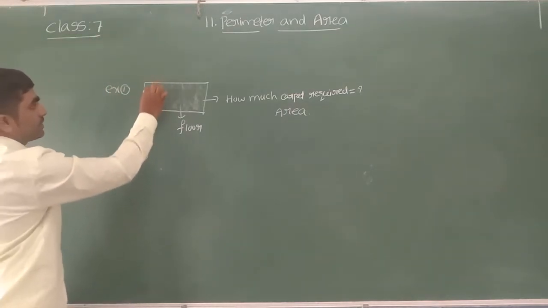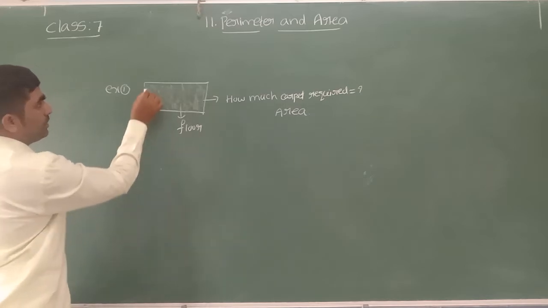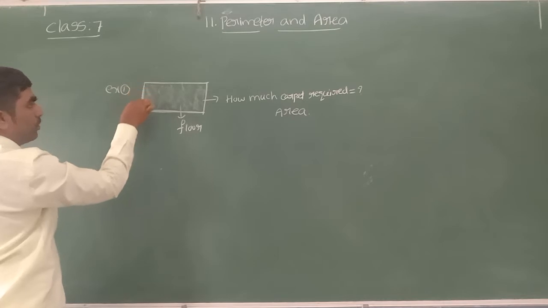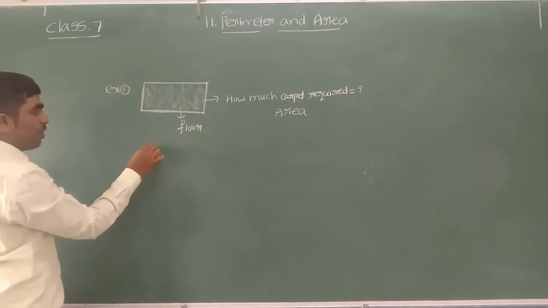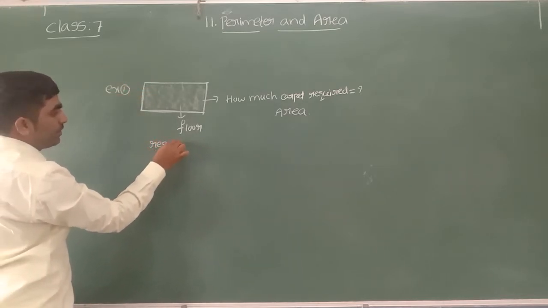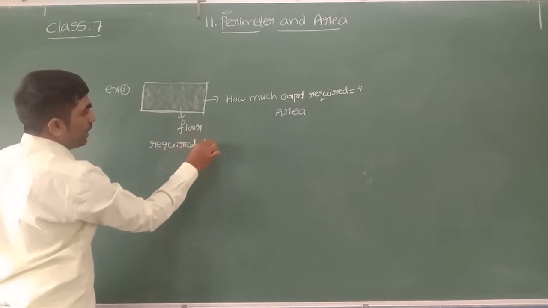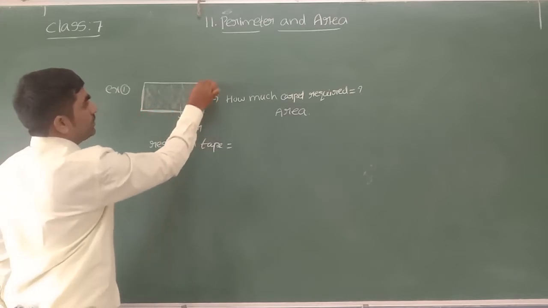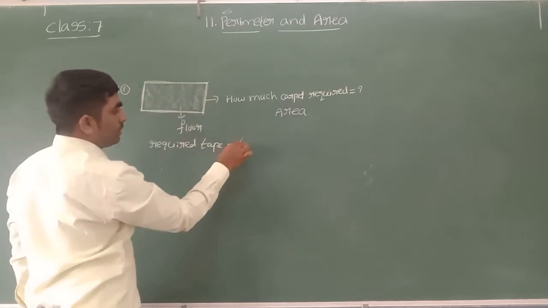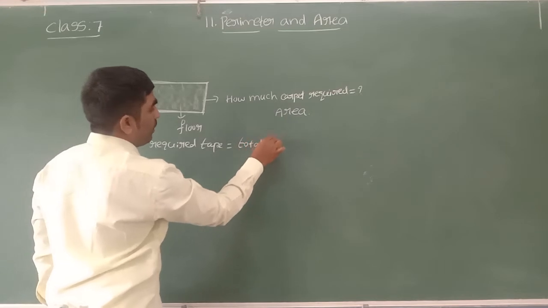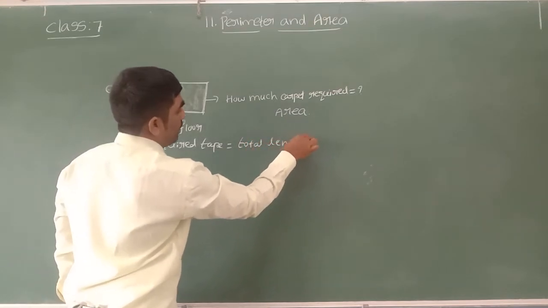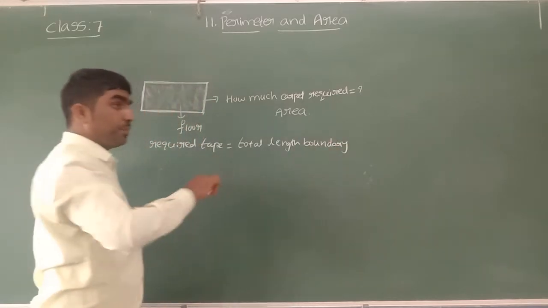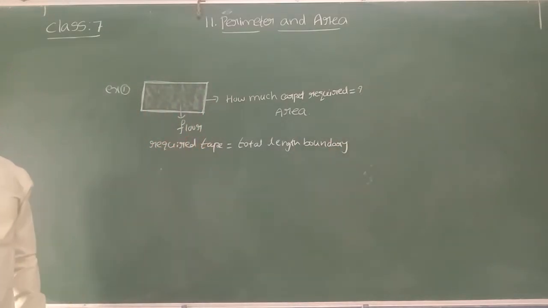Okay, this I covered with carpet. Now this boundary I want to cover with tape. How can I find the required tape? Actually, where do we need to cover the tape? Along the length of the boundary. To know the required tape, we need to find the total length of the boundary. If the total length of the boundary is 20 meters, we need to purchase 20 meters of tape.